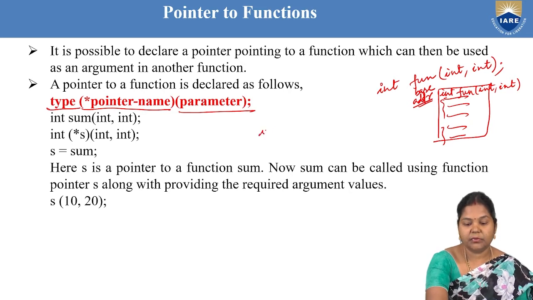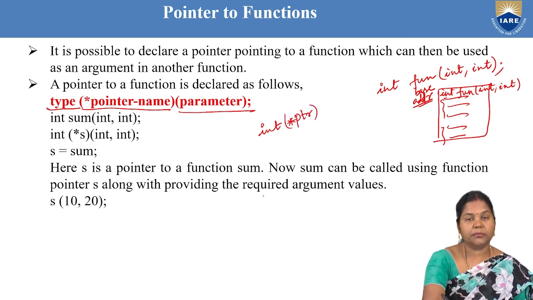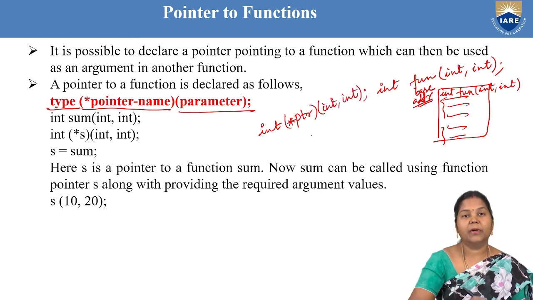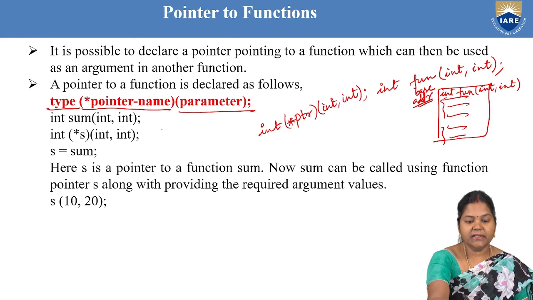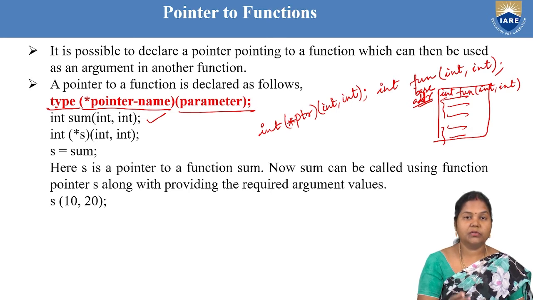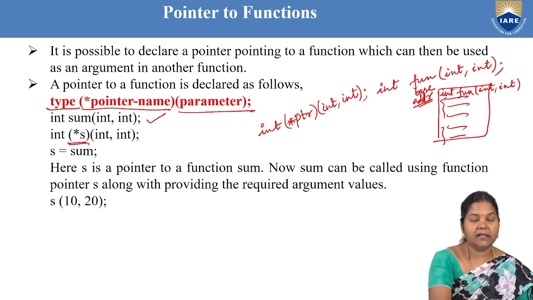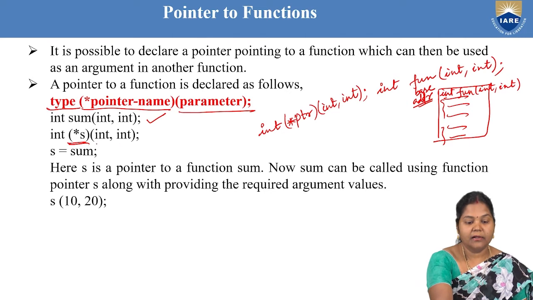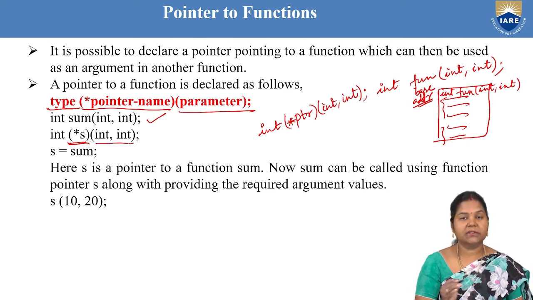Then in that case you have to declare int star ptr, the function pointer, followed by the arguments it takes, so you have to write int comma int. You can see over here sum is a function which takes two integer arguments and returns an integer. So, if you want to store its address, then you have to follow the same structure while creating a pointer also. So, you have to write int star s is a pointer which takes two arguments. So, the structure must be the same.